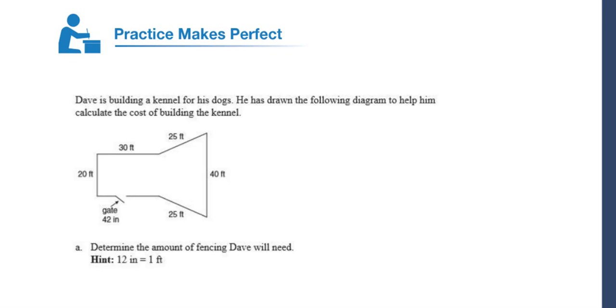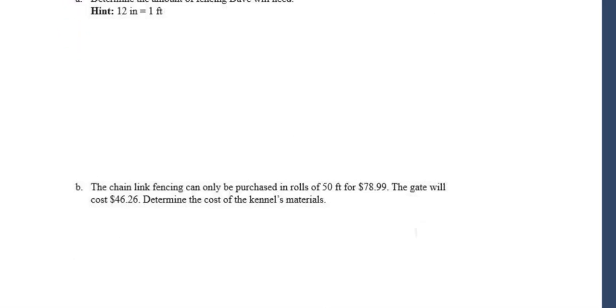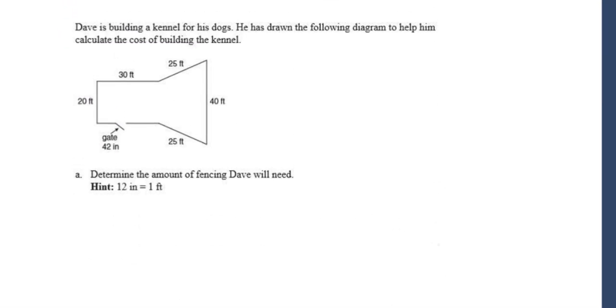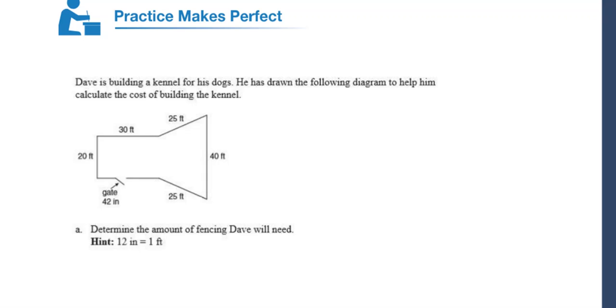All right, Dave is building a kennel for his dogs. He has drawn the following diagram to help him calculate the cost of building the kennel. We have a bunch of different dimensions there, and it says determine the amount of fencing that he'll need. After that, we're going to figure out how much it'll cost. Looks like a bullhorn. So first off, we have to figure out the perimeter, right?